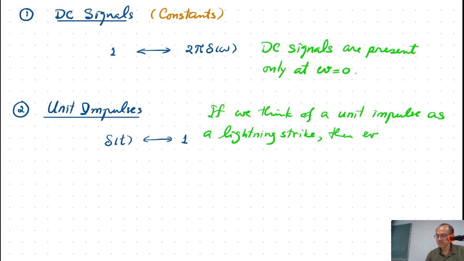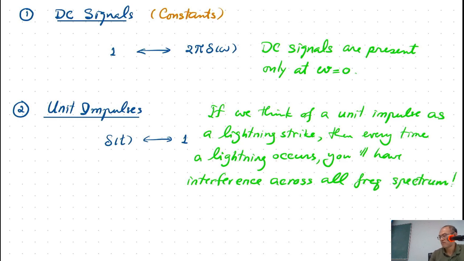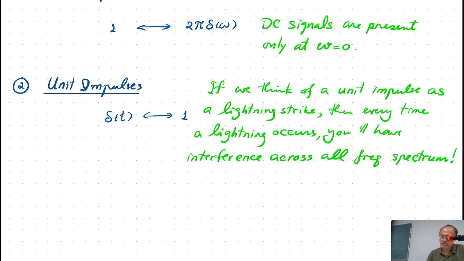Then every time a lightning occurs, you will have interference across all the frequency spectrum. Okay, so that is not good, right? The third is a unit step signal.